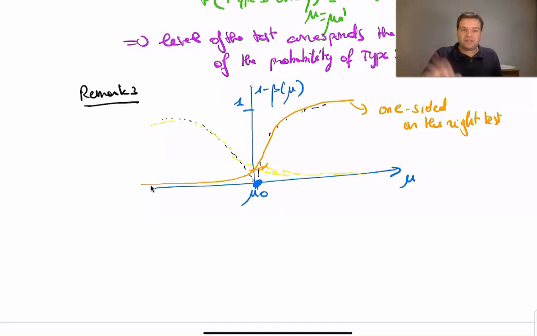And okay, this closes this video about one-sided test on the right or on the left.